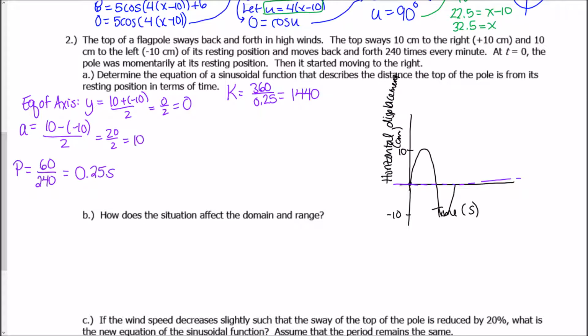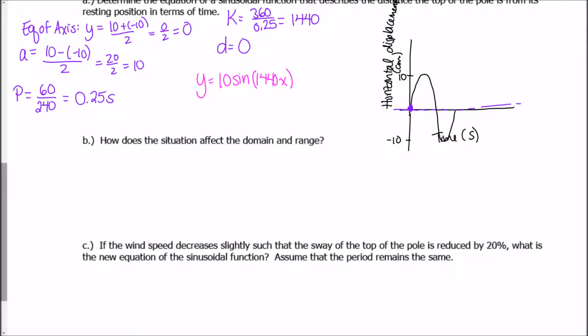And then once I do that, I need to see if there's any type of horizontal phase shift. And because it started at the center right here, the halfway point at 0, there is no phase shift if I were to use sine. So d would be equal to 0. So I could write out that my equation is going to be y equals, the amplitude is 10 times the sine of the k value, which is 1440x. And then the equation of the axis is just 0, so there's no need to write plus 0 at the end. So this could be my equation right here.